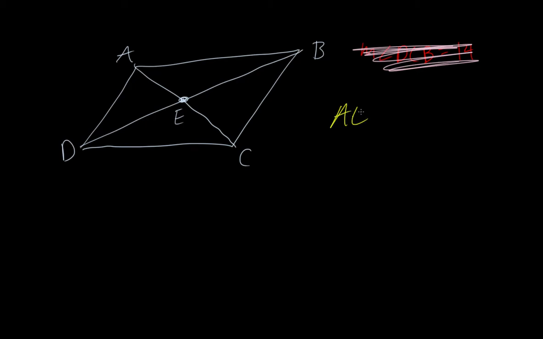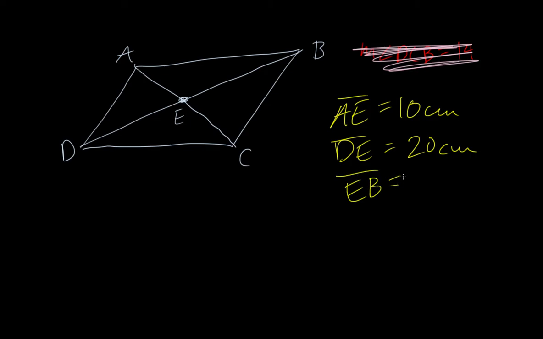Now we're given that AE is equal to 14. No, let's not do that. Let's do 10. 10 centimeters. DE is 20 centimeters. Find EB. Okay, so AE from here to here is 10. DE is 20. And we want to find EB.